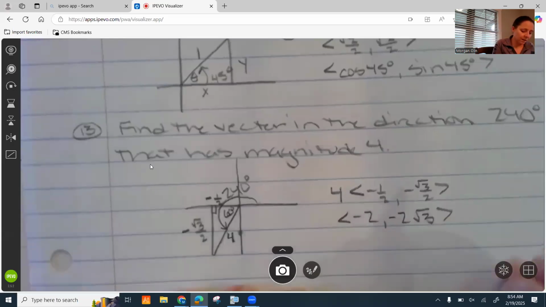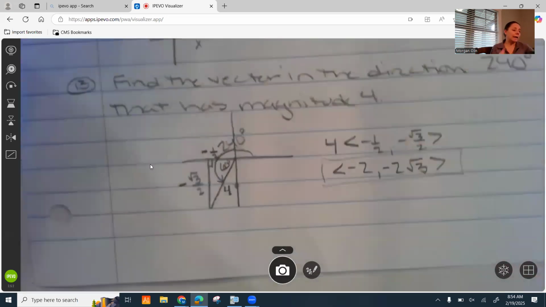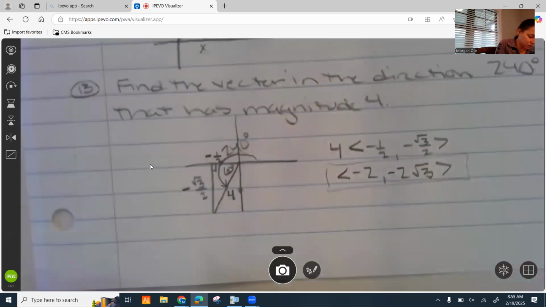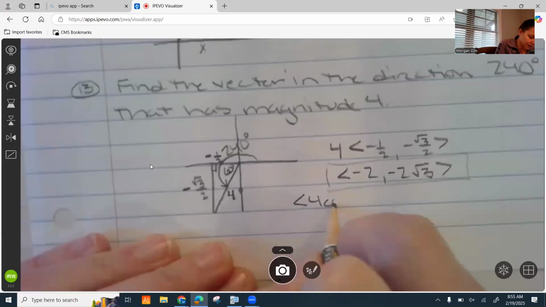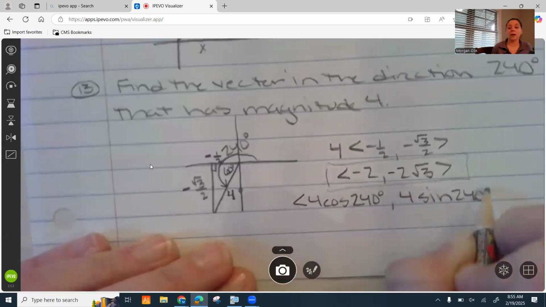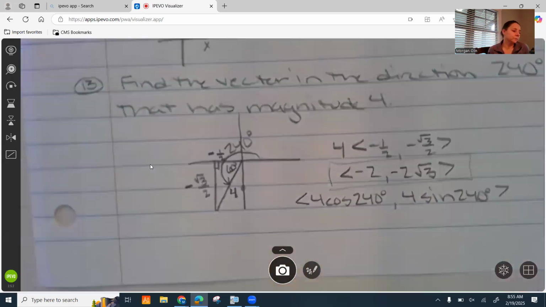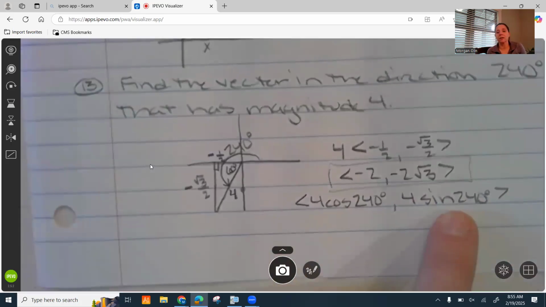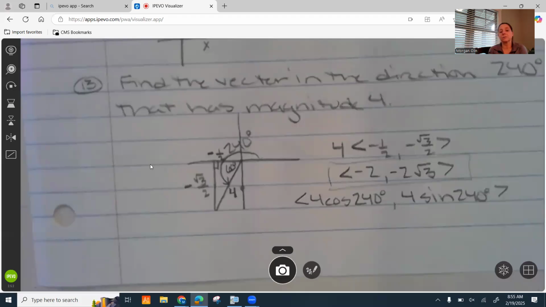Now, if you can't remember your unit circle, what you could do is say 4 cosine of 240 degrees and 4 sine of 240 degrees. That's another way to do that, and it'll give you the same answer. However, when you plug this into your calculator, it'll come out as a decimal since we got a radical. So if you want exact, you have to remember your special right triangles.